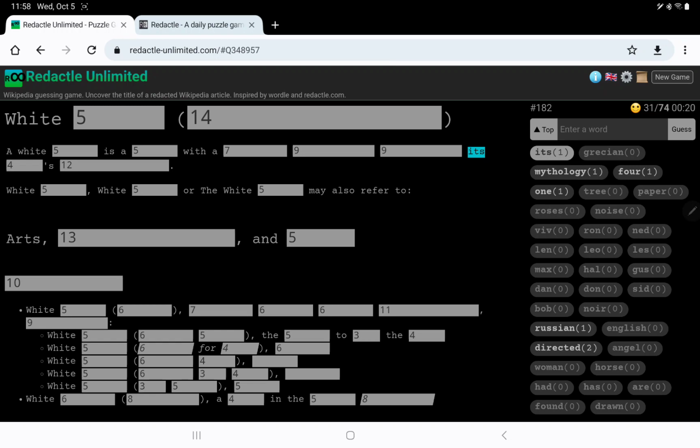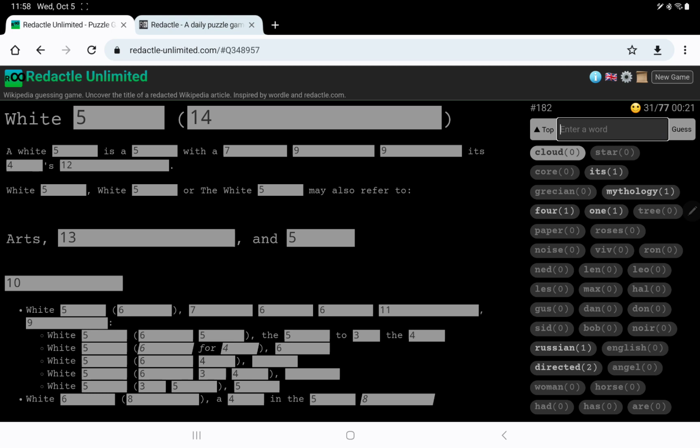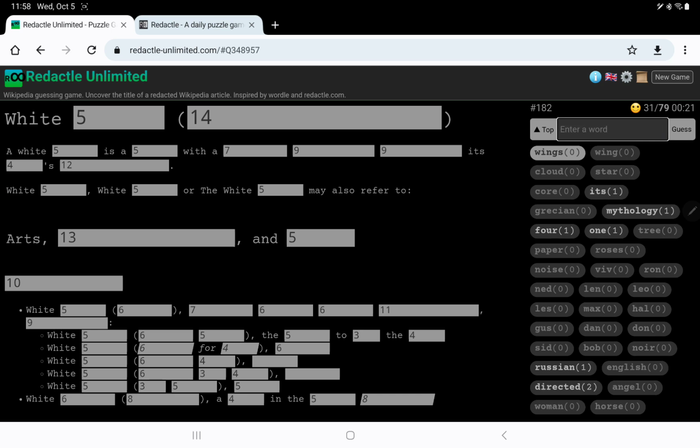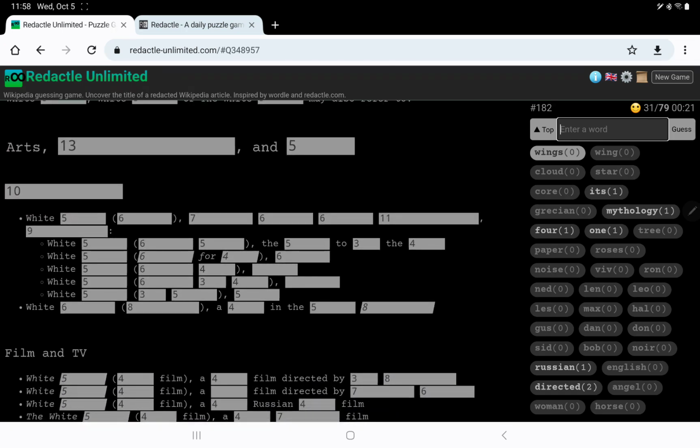Ooh, I'm wondering if it's astronomy. No. With its cores, star, I'm thinking white or black hole, cloud, wings. Mm-hmm. Including for the 9-letter word there, yes.